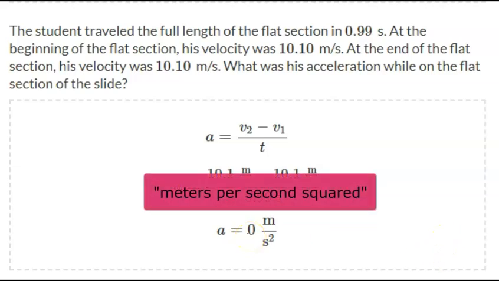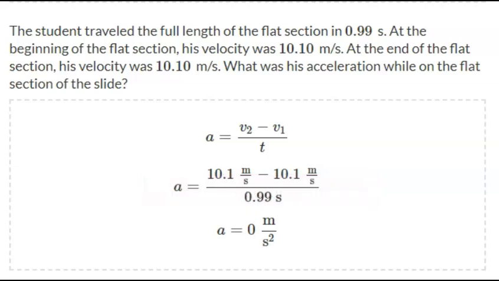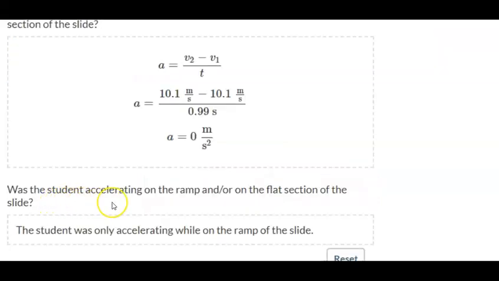Now the question is, what's happening here? What you should ask yourself, was the student accelerating on the ramp or the flat section of the slide? The student was only accelerating while on the ramp. So only while coming down the slide did the student go faster and faster and faster as they went down. But then once they got on the flat section of the slide, assuming there's no friction, their speed stayed the same, so their acceleration was zero.